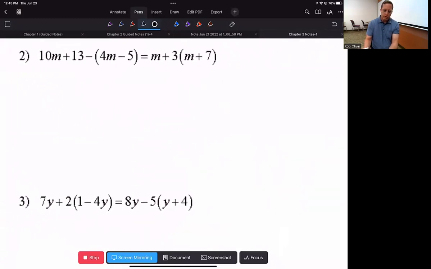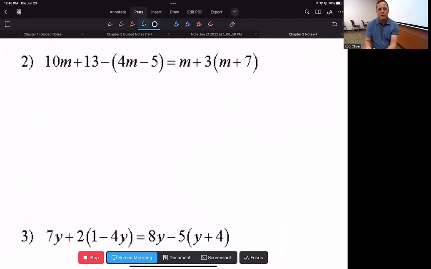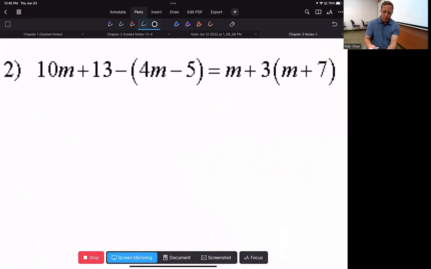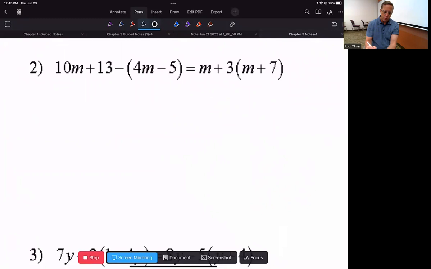For number 2, we've got some parentheses that need to be cleared. Before we clear them, let's make sure we know, when you clear parentheses, it involves what step? It involves distributing, right? We're going to use the distributive property. So let's decide what's being distributed. Sometimes it's not totally clear. So what are we going to distribute into 4m minus 5? Very important, especially that part, to know what's being distributed.